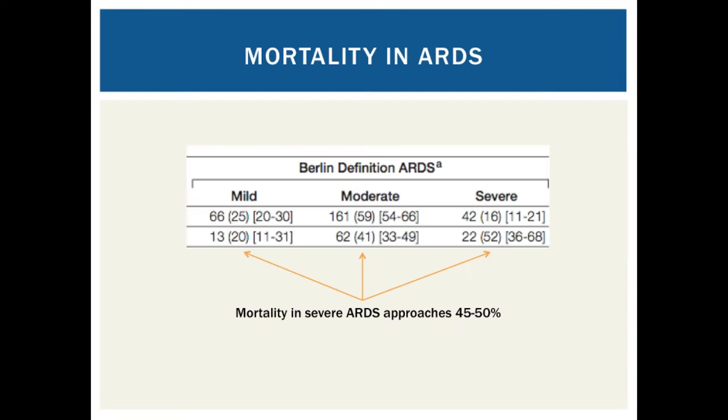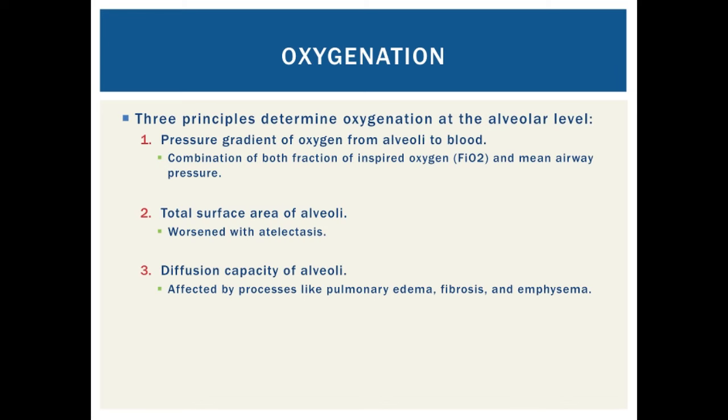Okay, so just to review, the mortality in ARDS is high. It approaches 50% in people who have severe ARDS. So obviously we want to look for some other reasons, how can we help, how can we improve and help these people that have ARDS. These three principles are very important to understand, and so we're going to spend a little time on it.